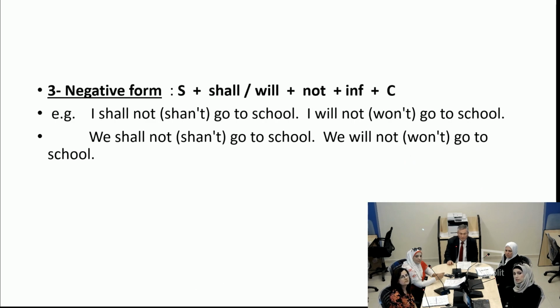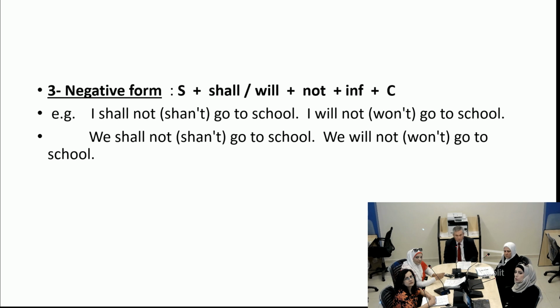Now the last one is the negative form. We use subject plus shall or will plus not plus infinitive plus the complement. For example, I shall not or shan't go to school. It will not or it won't go to school. The contraction of will not is won't. We shall not or shan't go to school.